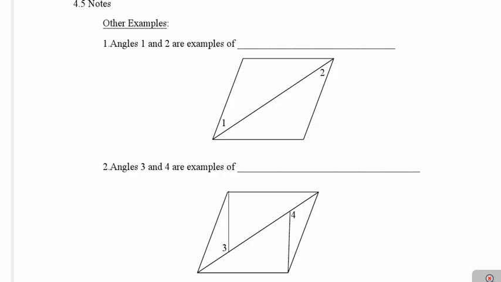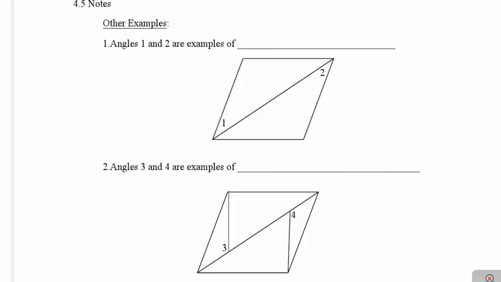Now these next examples are not as obvious as the examples at the end of the last video. So in these examples, we want to identify what types of angles are angles 1 and 2 and angles 3 and 4. So here's where I kind of use my different colors. If you have a highlighter or colored pencils, this will really come in handy.